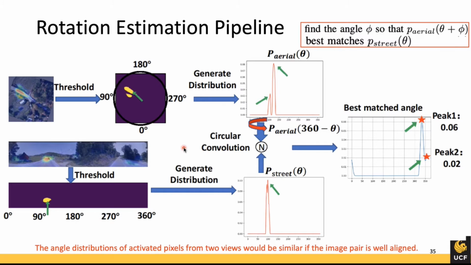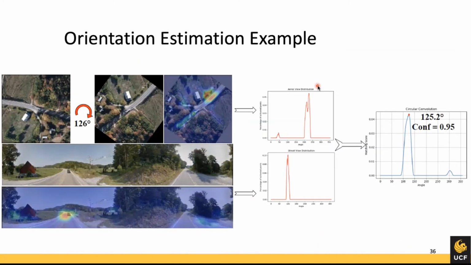And if the image pair is well aligned, right, the angle distribution of the activated pixels from the two views should be similar. Okay, if they are aligned, their distribution should be similar. But in this case, we are rotating by some certain angle. Then if we look at the angle distribution, we are able to do this kind of cross correlation and find the shifted angle so that these P aerial and P street can best match each other, okay? And we're using this method to do the orientation estimation.